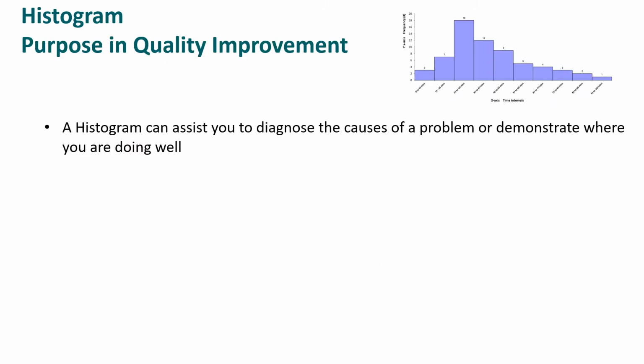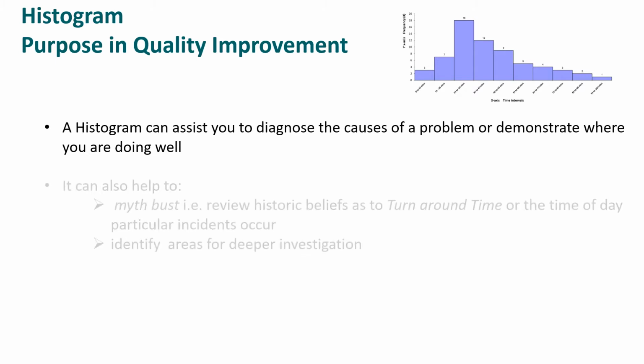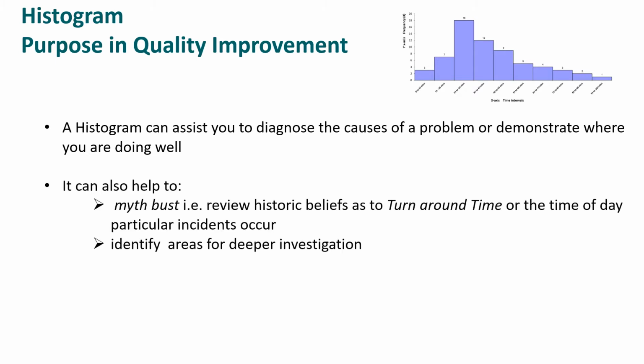A histogram can play an important part in your quality improvement project. It can assist you to diagnose the causes of a problem and also demonstrate where you're doing well. It can also help you to myth bust, where you can review historic beliefs regarding, say, for example, turnaround times or the time of day particular incidents occur. It can also direct you to areas for deeper investigation.